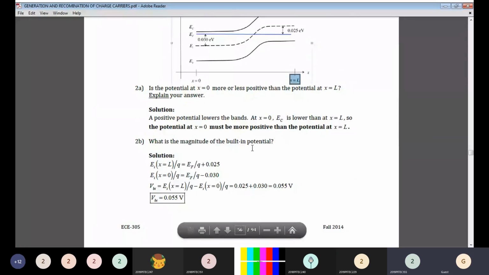What is the magnitude of the built-in potential? E_i at x equal to L by q is equal to E_F by q plus 0.025. E_i at x equal to 0 by q equal to E_F by q minus 0.030. V_BI equal to E_i at x equal to L by q minus E_i at x equal to 0 by q, which is equal to 0.025 plus 0.030 equal to 0.055 volt, where V_BI equal to 0.055 volt.